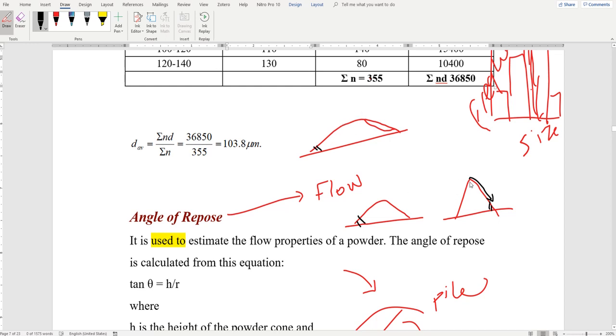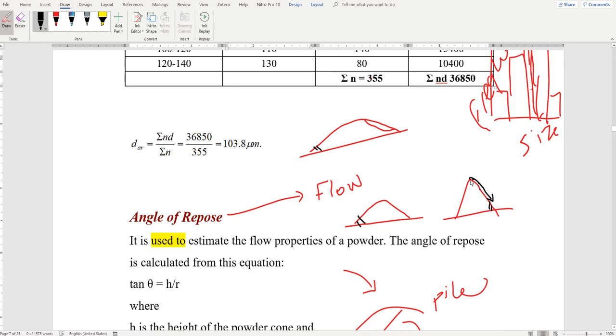What prevents the particle from going down? What can prevent the particle from sliding down? Okay, it is the friction with the other particles in the heap: friction, cohesiveness, and interlocking with the other particles. The things that oppose the action of gravity are friction, which is resistance to flow.